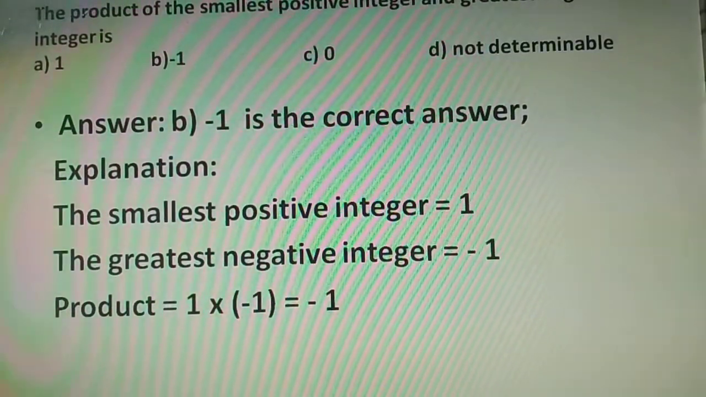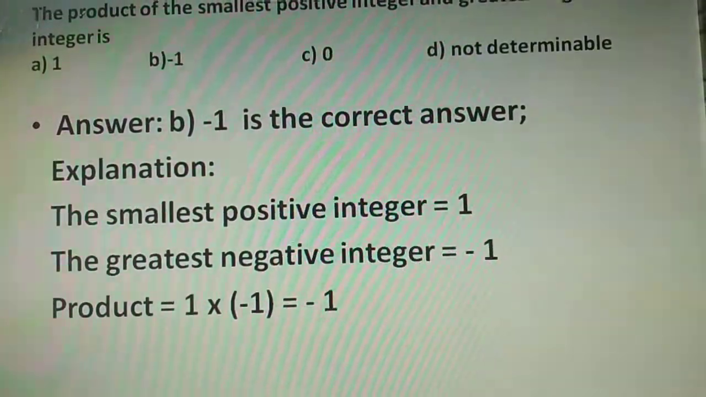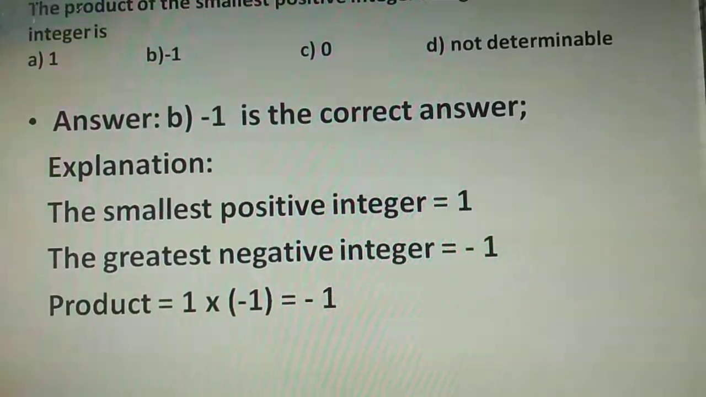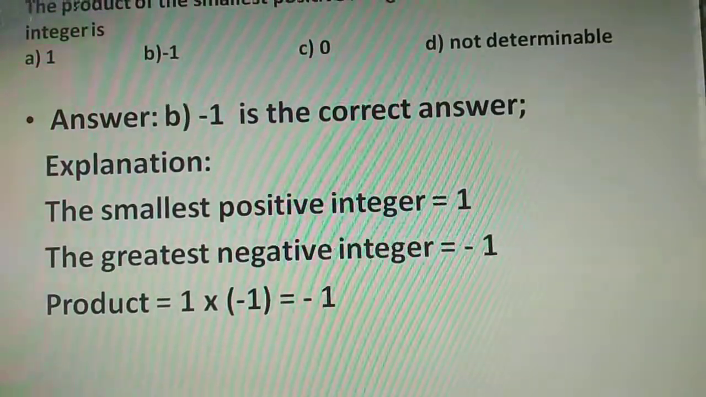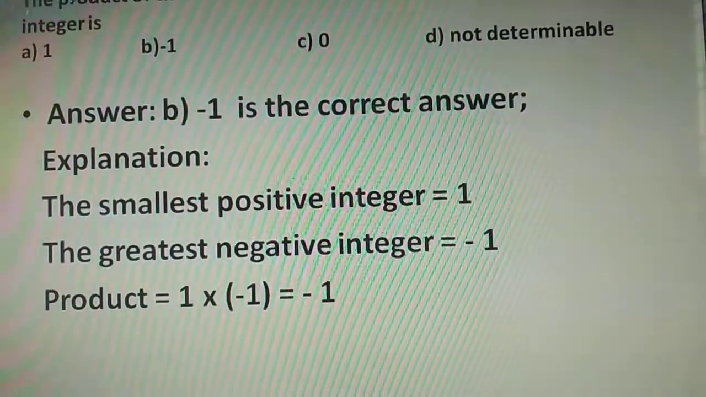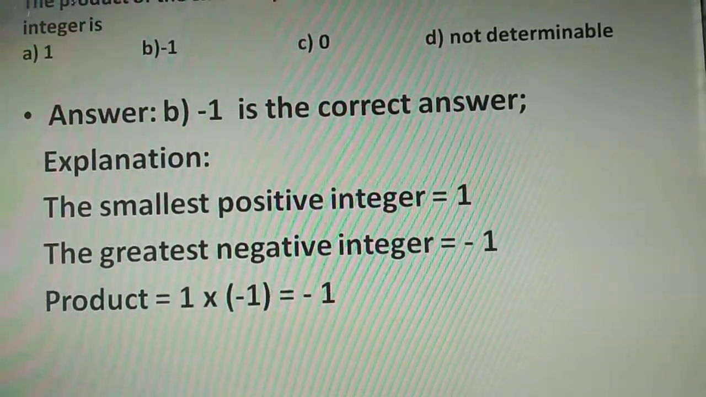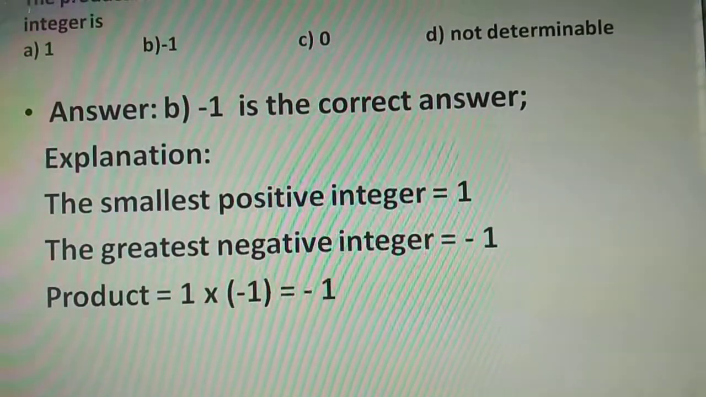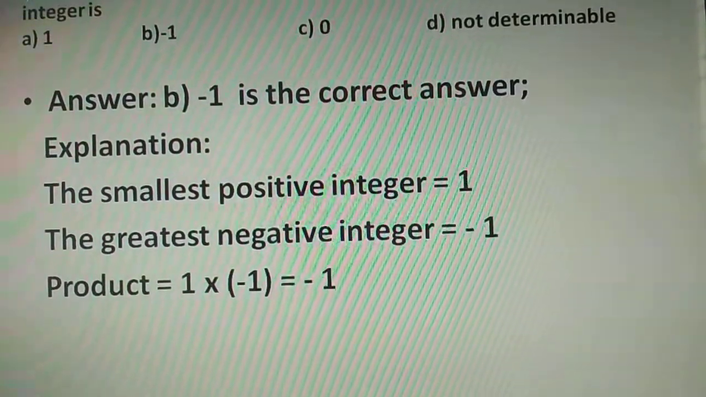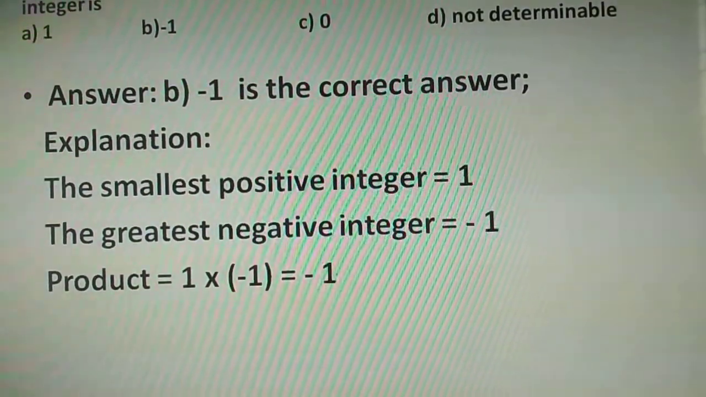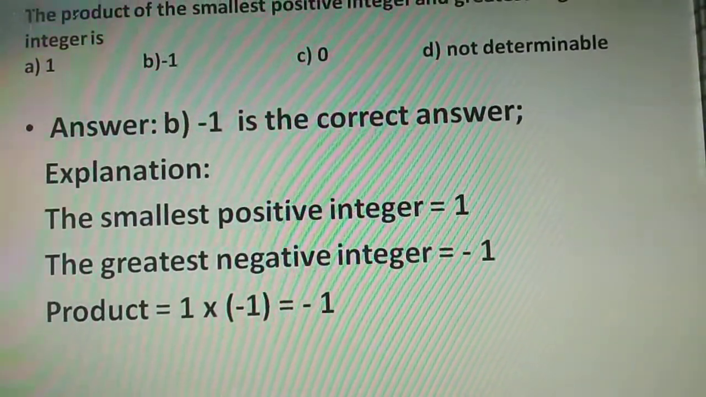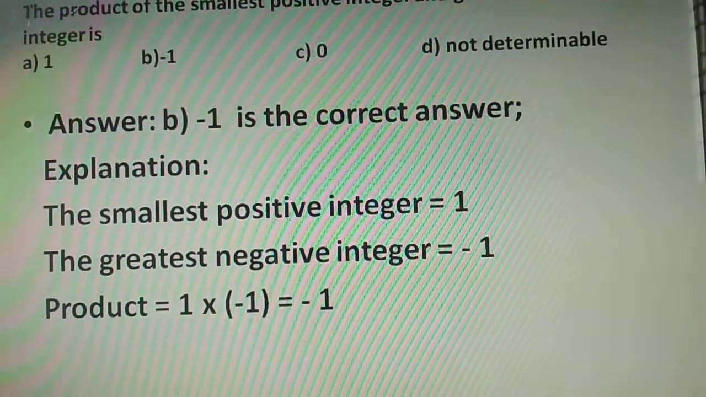Explanation for this: the smallest positive integer is 1, not 0. The smallest positive integer is 1 only. 0 is neither positive nor negative. The greatest negative integer is equal to minus 1, because you cannot have a greater negative integer than minus 1. So the product of 1 and minus 1, 1 into minus 1, is equal to minus 1. So answer B, minus 1, is the correct answer.